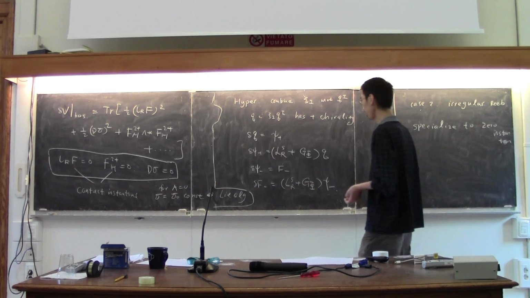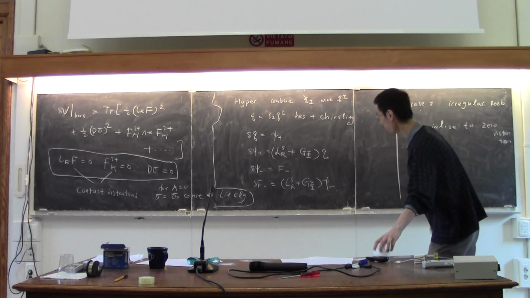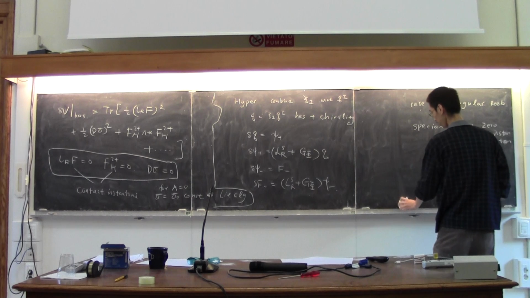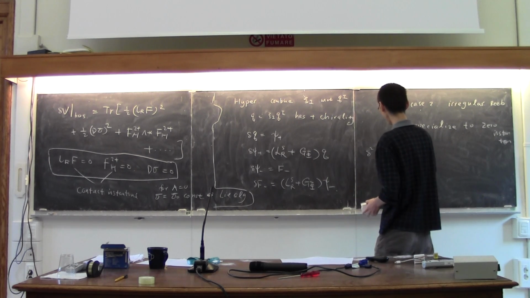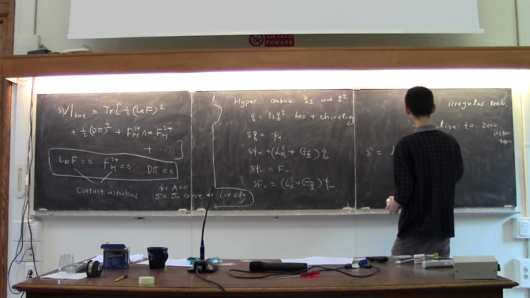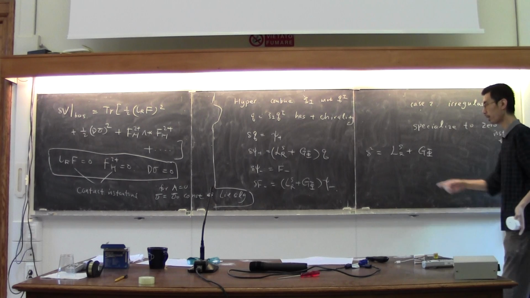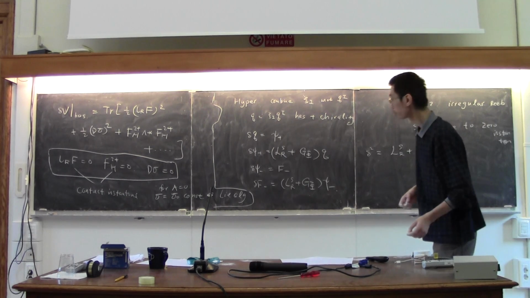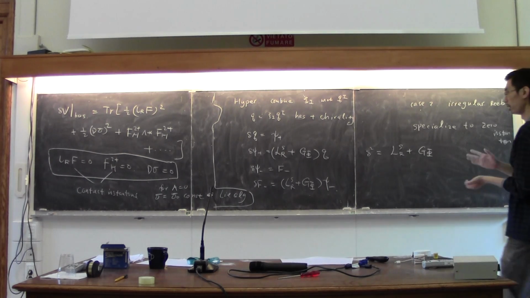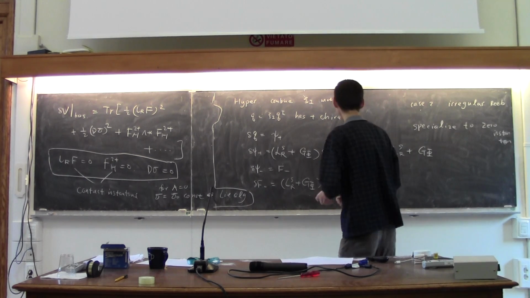Now notice that what features in this supersymmetry transformation is that delta squared is given by the same gauge transformation as before, but now the Lie derivative gets replaced with the spinor Lie derivative, because now our fields remain spinors.